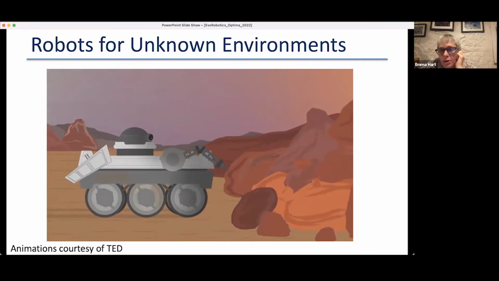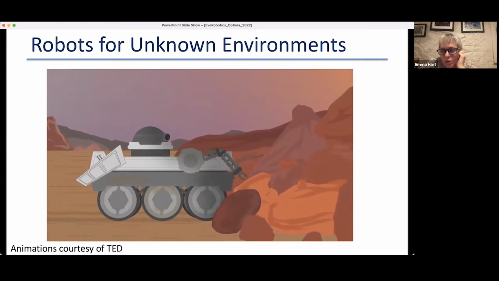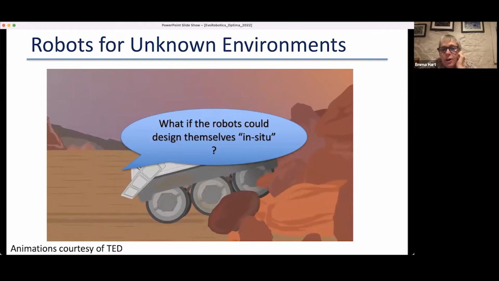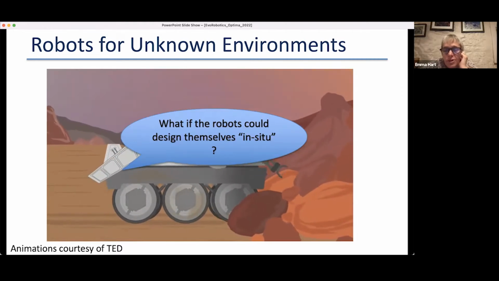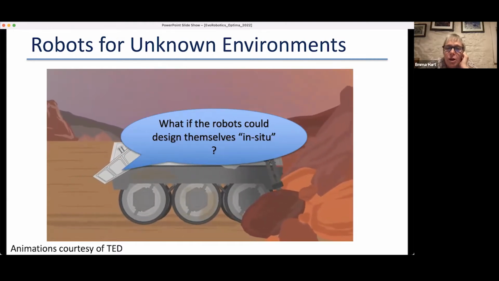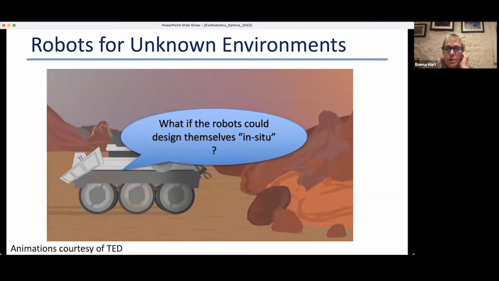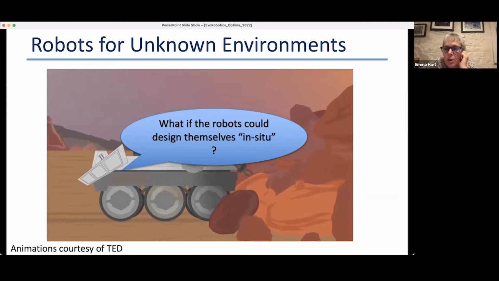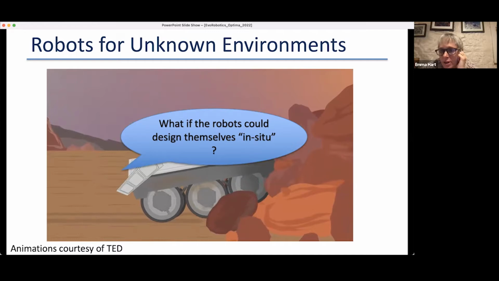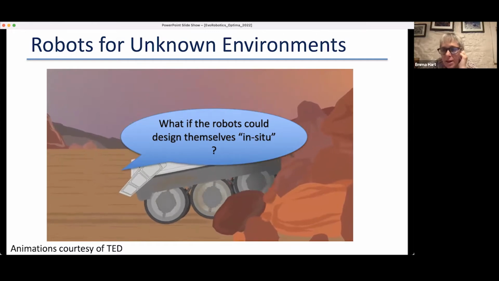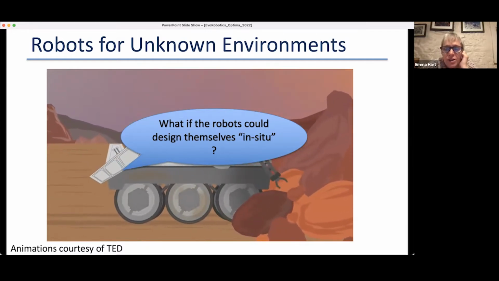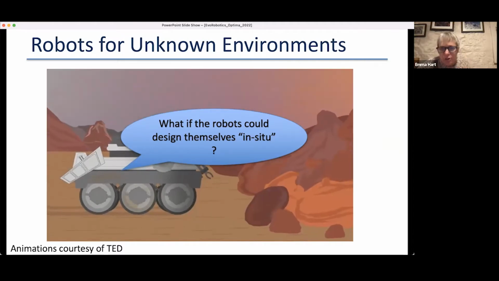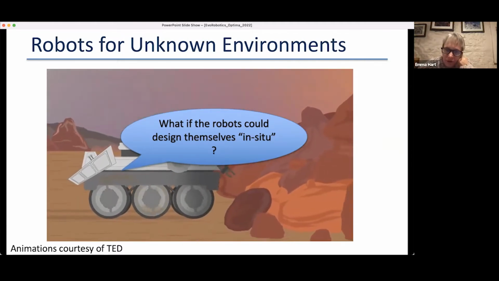So motivated by these big questions of how do you do design in unknown environments, we started to wonder, could you have a mechanism where some software and some kind of manufacturing equipment could actually design robots in situ, in the place in which they actually need to do their work? So rather than pre-design and send them off to do this job, could they actually design themselves there in the environment they're supposed to work in? This is the big question that motivates our work.